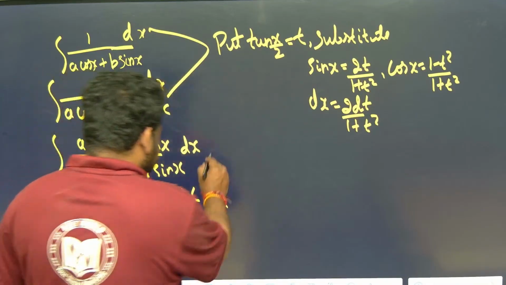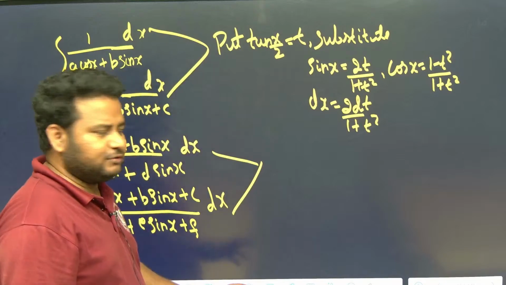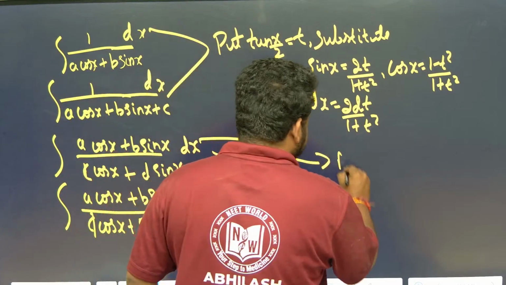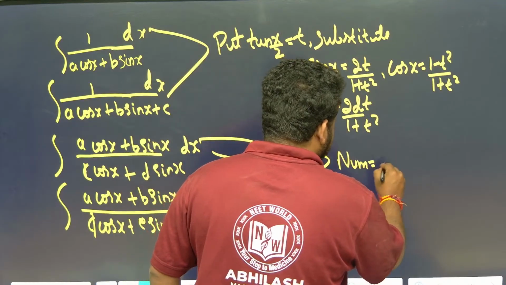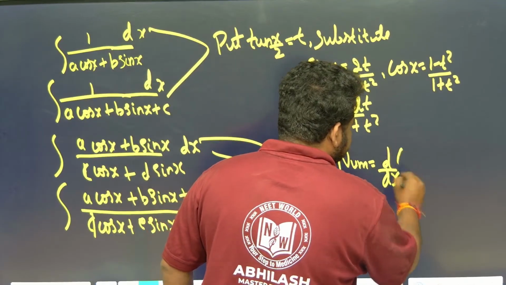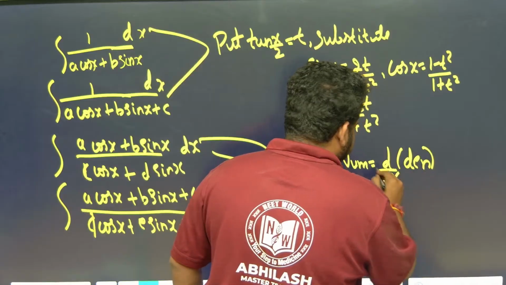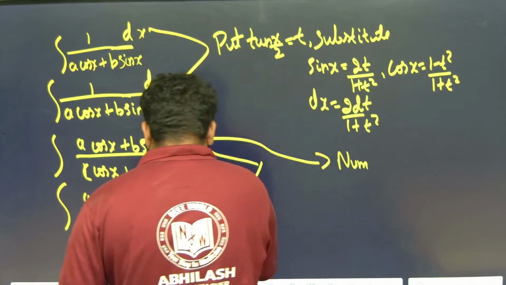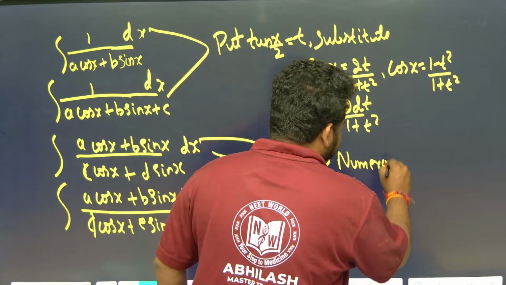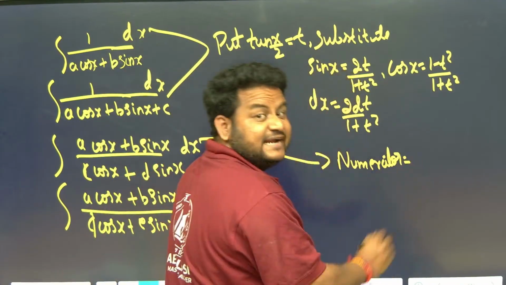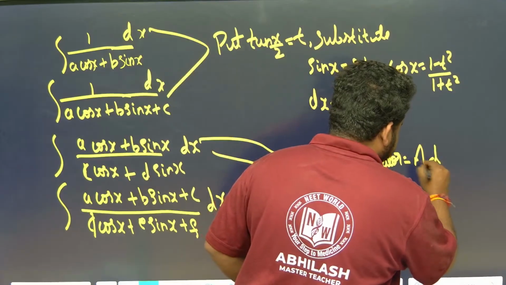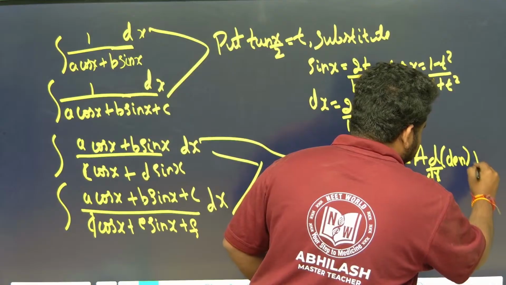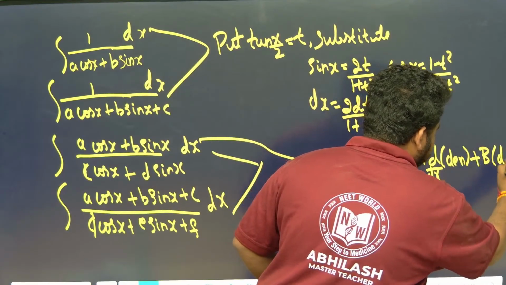Now these two types are of similar type. Suppose this is the thing I am talking about. Here you will take the numerator is equal to d by dx of the denominator plus a constant. So the numerator will be equal to a times d by dx of the denominator plus b times the denominator.